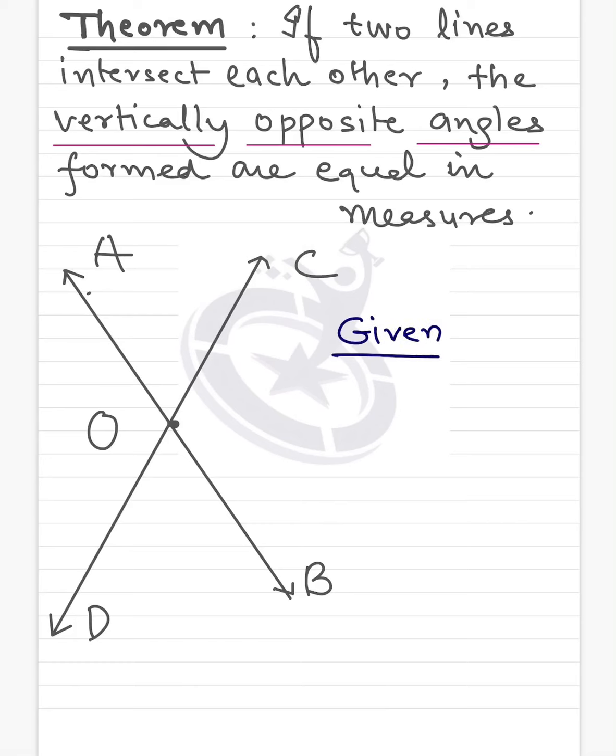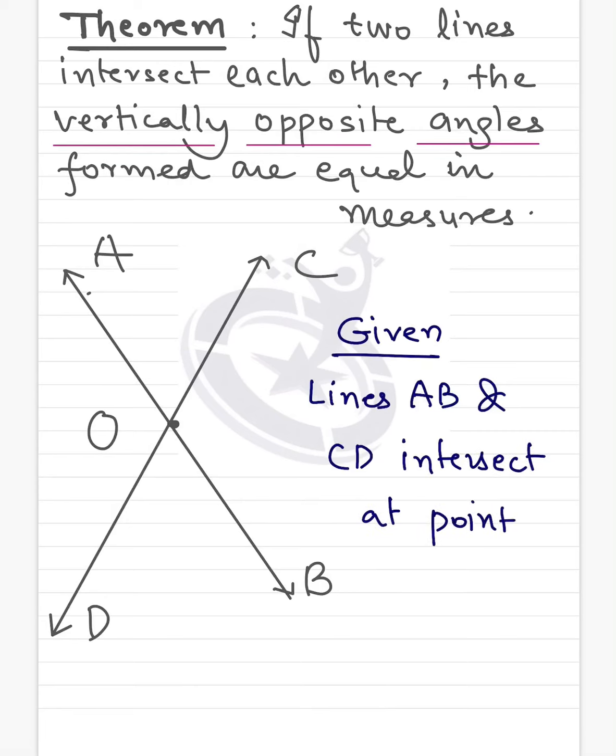So what is given in this theorem? Lines AB and CD intersect at point O. The lines intersect at point O. And we have to prove the vertically opposite angles are equal. So here you have two pairs of vertically opposite angles.